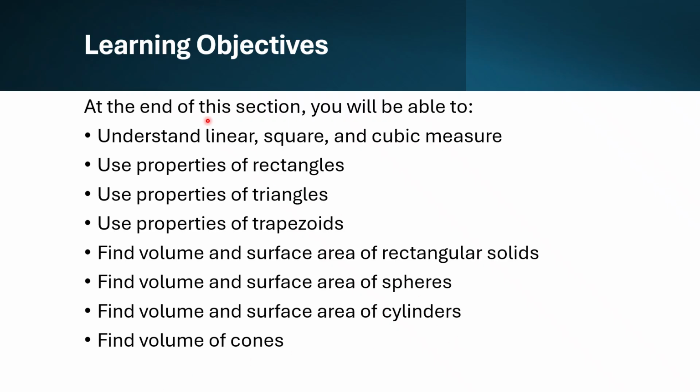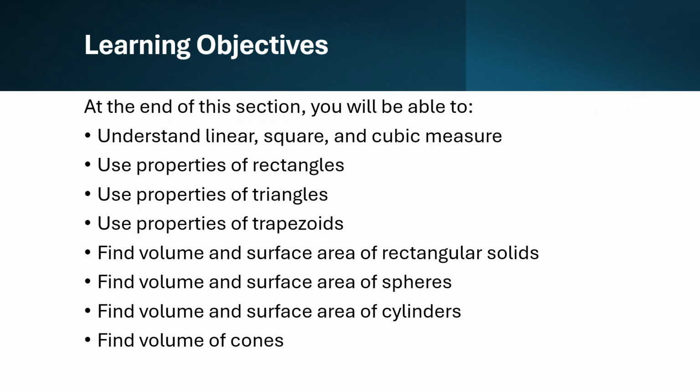At the end of this section, you'll be able to understand linear, square, and cubic measure, use properties of rectangles, use properties of triangles, use properties of trapezoids, and find volume and surface area of rectangular solids, find volume and surface area of spheres, find volume and surface area of cylinders, and find volume of cones. So these are the objectives of our lecture for this section.